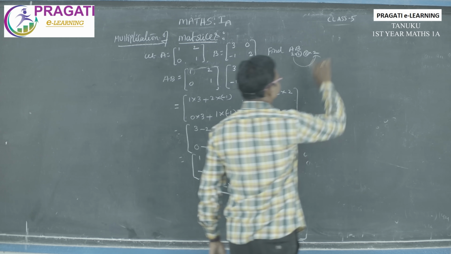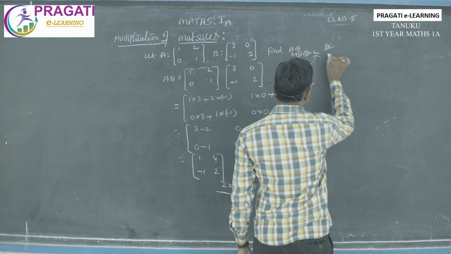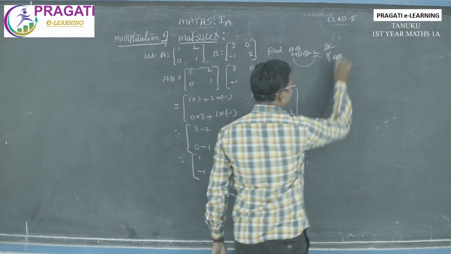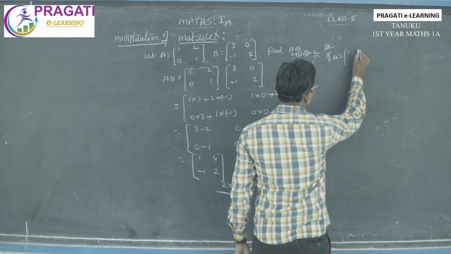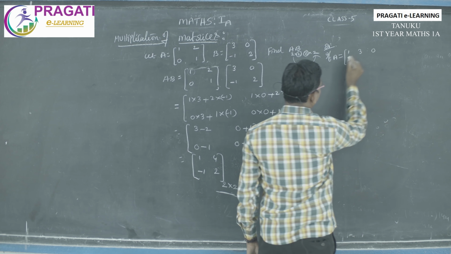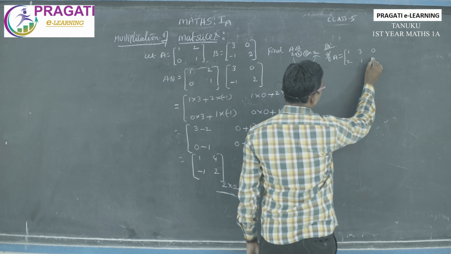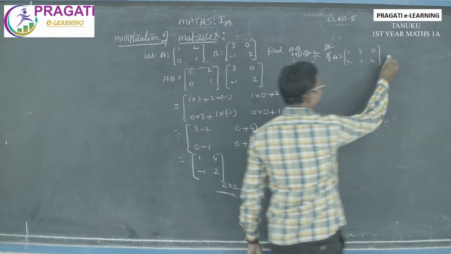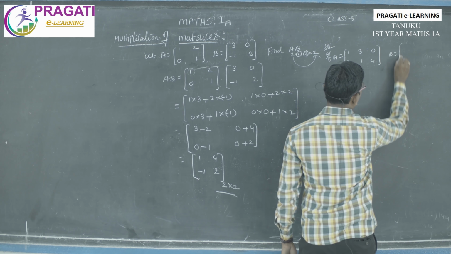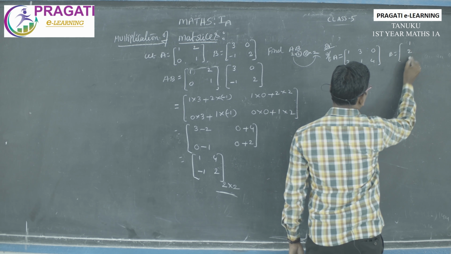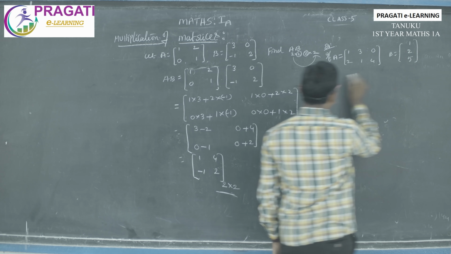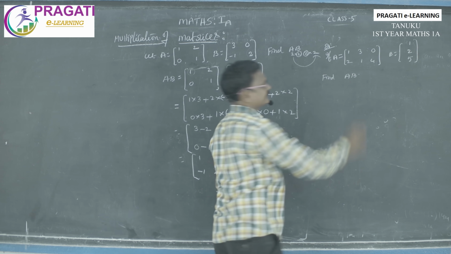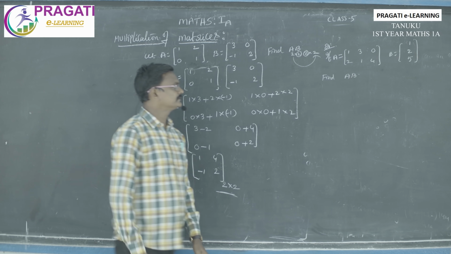Second example. If A is equal to, for example, 1, 3, 0, elements whatever they may be, this is A, and B is equal to 1, 2, 5. Find AB. This is the second question, or second example.